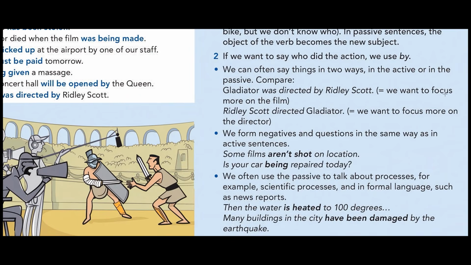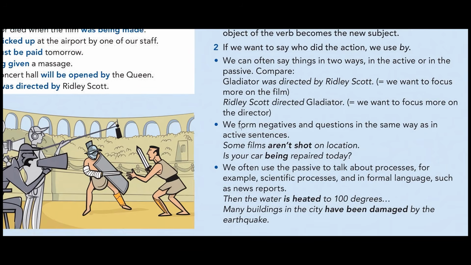Здесь мы хотим сконцентрировать внимание на самом фильме. А Ридли Скотт срежиссировал «Гладиатора». То есть здесь мы хотим сфокусировать внимание больше на самом режиссёре, что это именно он сделал. Так, дальше мы образуем отрицательные вопросы тем же самым способом, как и в активных предложениях, как в активном залоге.